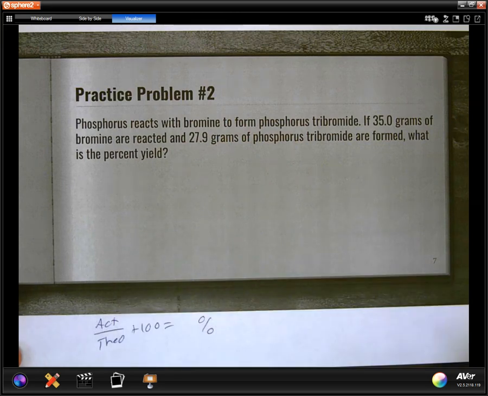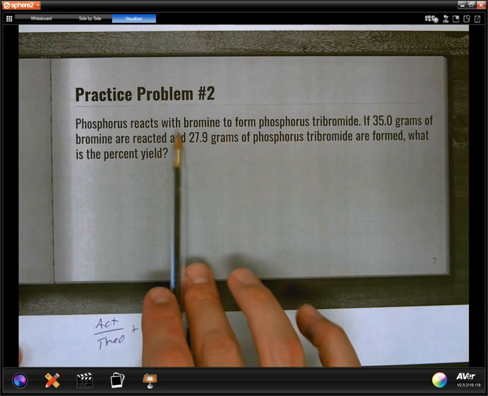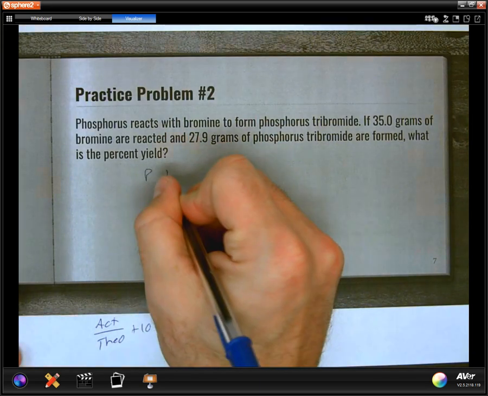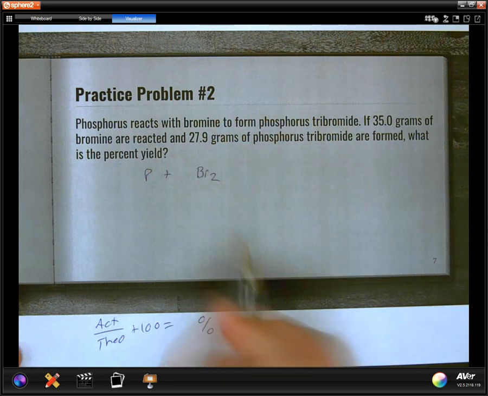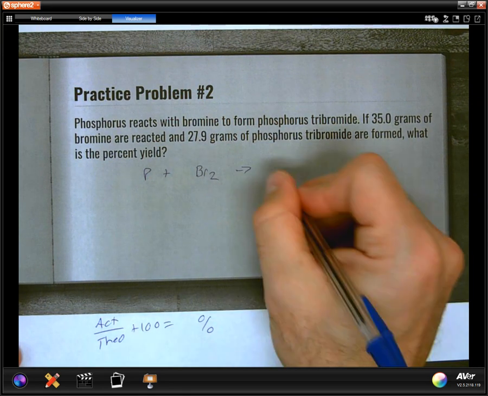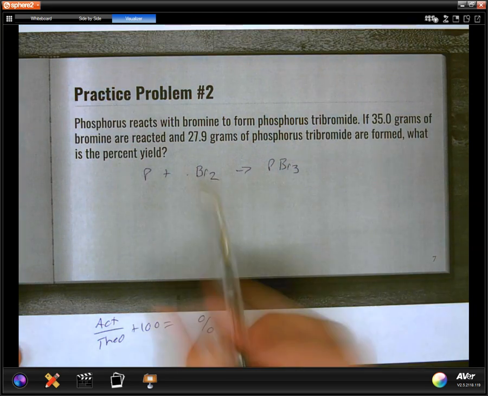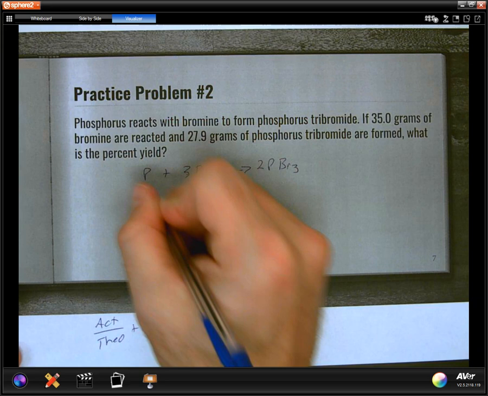And again, reading this problem, I'm a visual guy. I like to set it up. But we also know that right off the bat, we have to form a chemical equation. So we need to say phosphorus is going to react with bromine, our diatomic, and it's going to produce phosphorus tribromide. Now we need to go back and balance it. I need a 3 and a 2 and a 2.